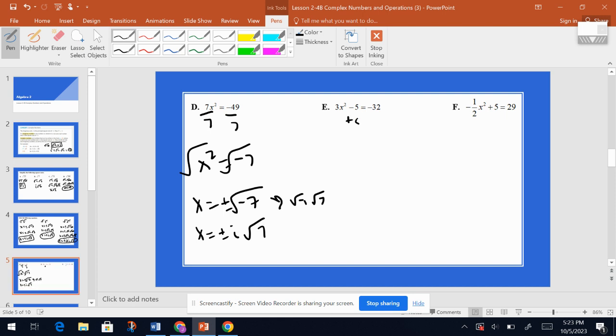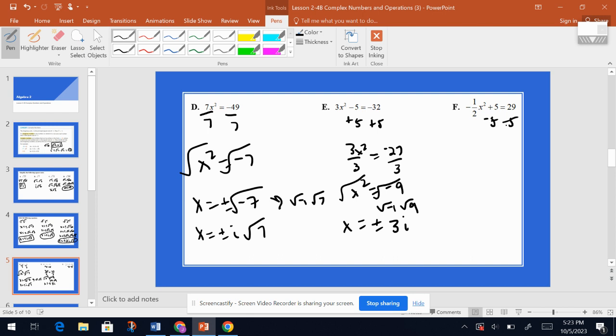Here, get the x squared by itself. So I'm going to add 5, 3x squared equals negative 27. Divide by 3, x squared equals negative 9. Square root both sides. x equals plus or minus 3i. Okay, and again, I got 3i from rewriting this as the square root of negative 1, square root of 9.